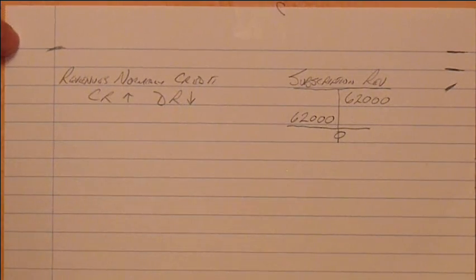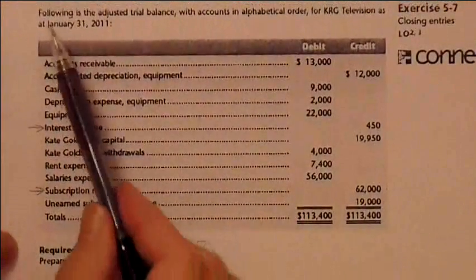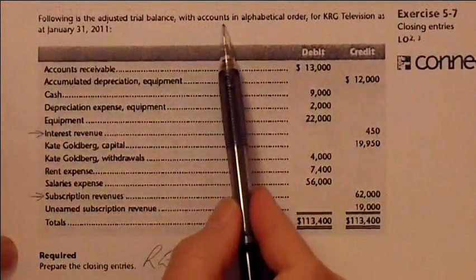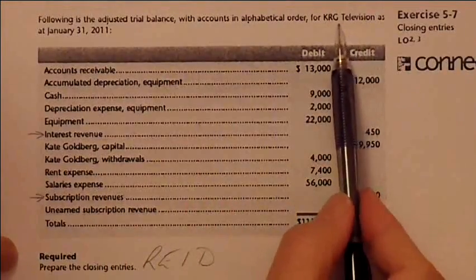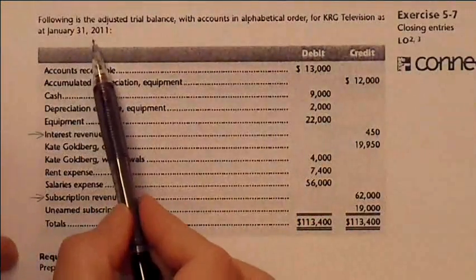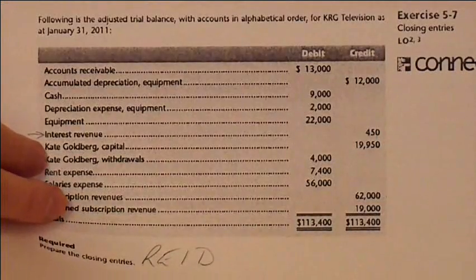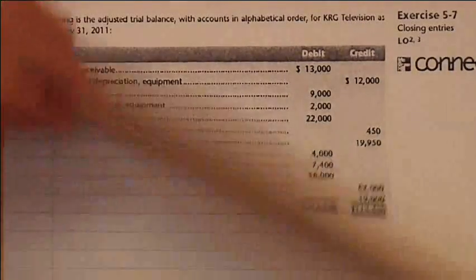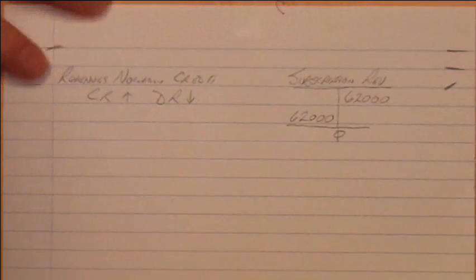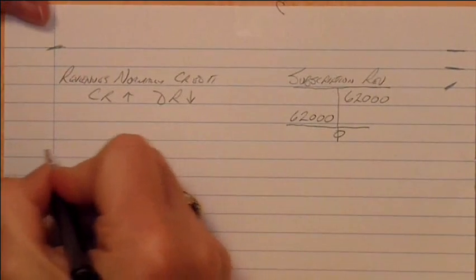So that's what it's going to look like once the journal entry is put through and posted. But what does the actual journal entry look like? Well, every journal entry starts with a date. So what would be the date of this journal entry? Well, let's go back to the question, and it says, following is the adjusted trial balance for the accounts for KRG Television as at January 31st. So January 31st is the end of the period, and the end of the period is what we date our journal entries, our closing entries. So let's date that January the 31st.